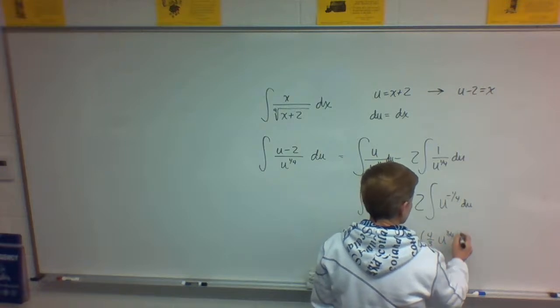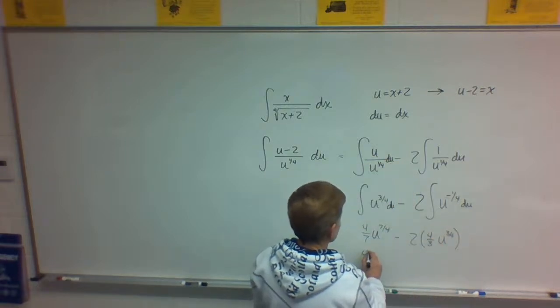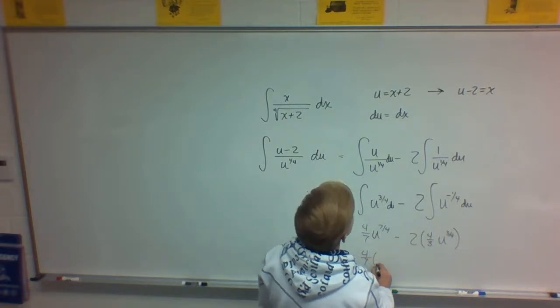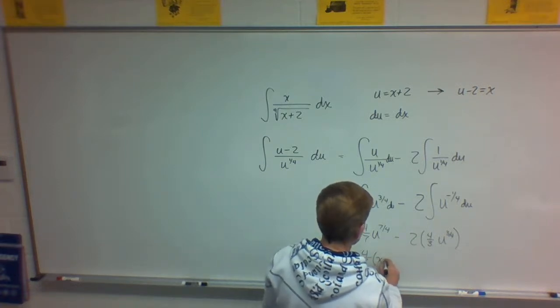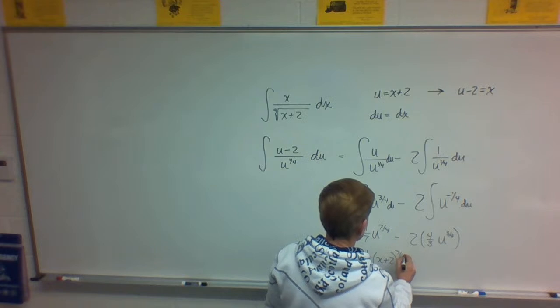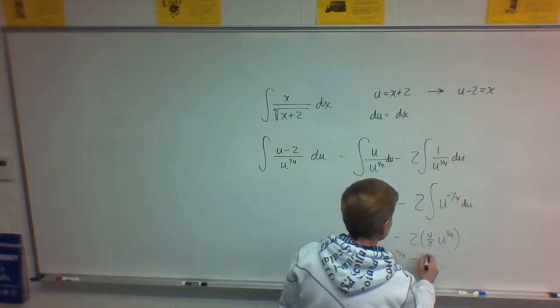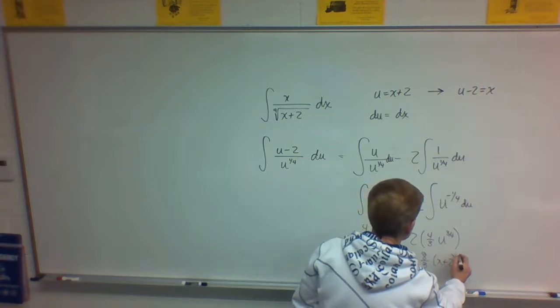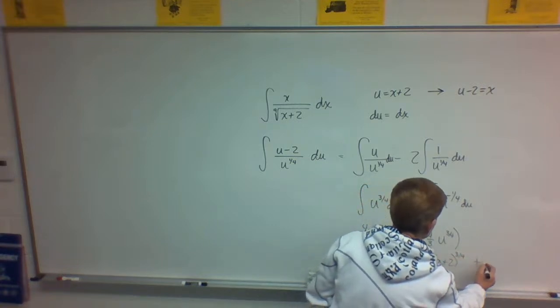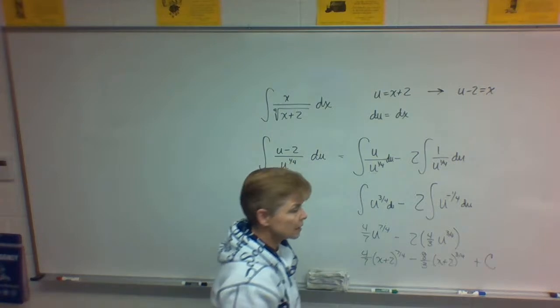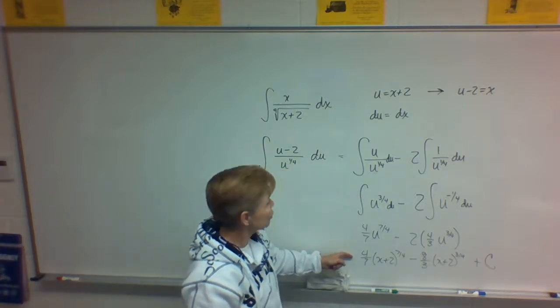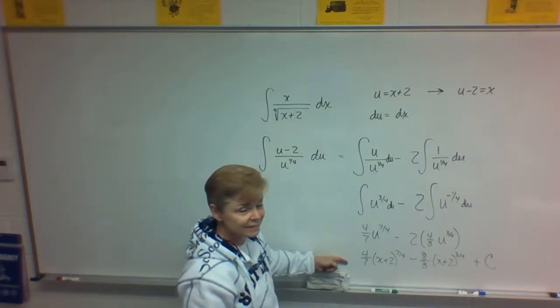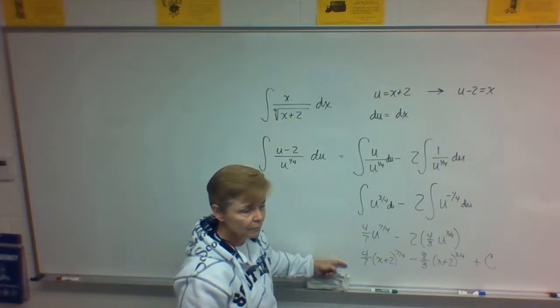Everybody clear? Yes. So what we have is 4/7 (x plus 2) to the 7/4 minus 8/3 times (x plus 2) to the 3/4 plus c. That is totally unexpected when you start with this, but that is its antiderivative. That's disgusting. It is, I agree, but you gotta learn it.